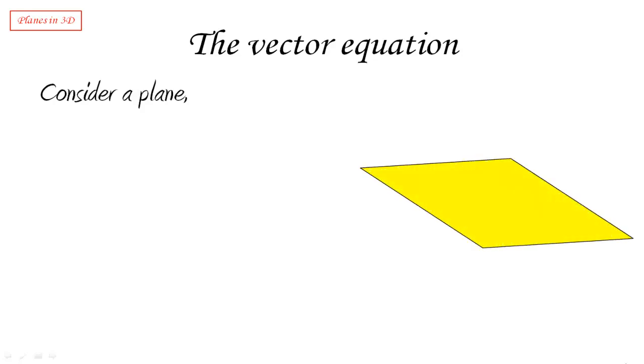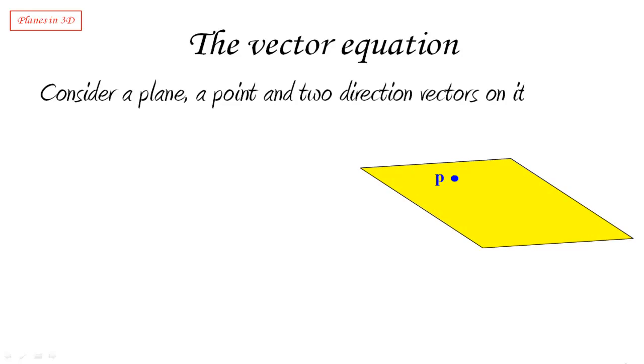And just like we've done before, we can construct the vector equation of a plane. However, this time things are going to be just a little bit different. Not so much in quality, but in quantity. In the following sense: just like before, we're going to consider a plane, and we're going to consider a point on this plane, and we're going to think of two direction vectors on it. And this is where the difference comes in.